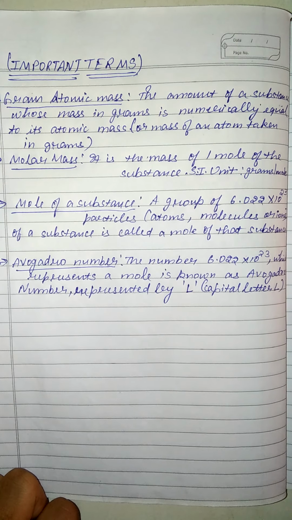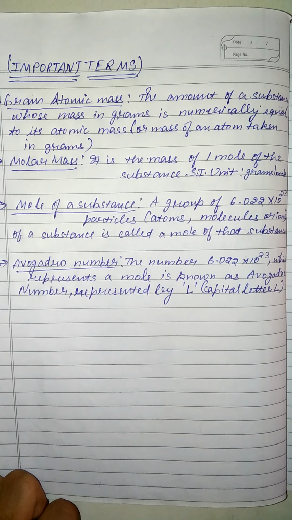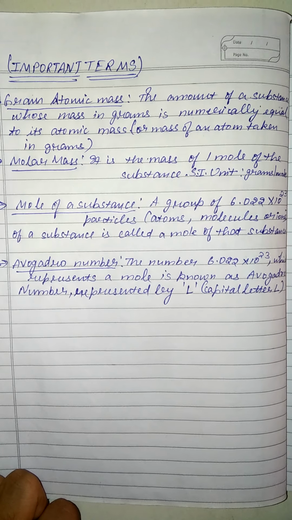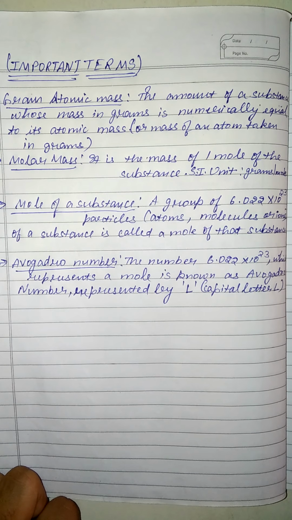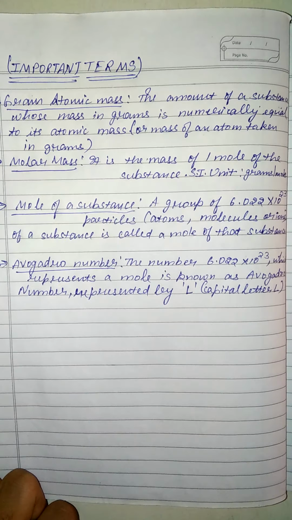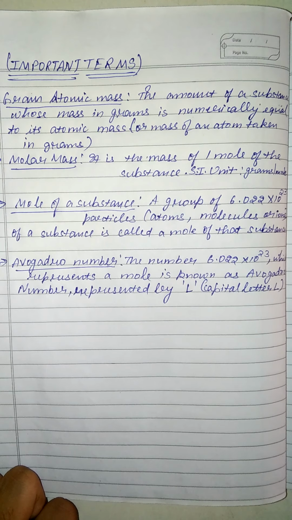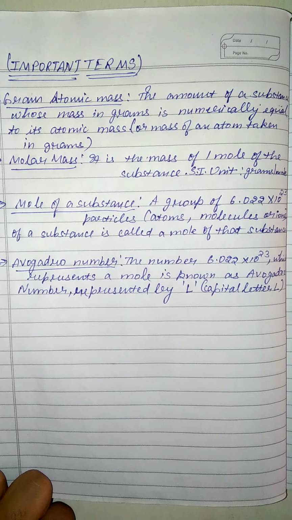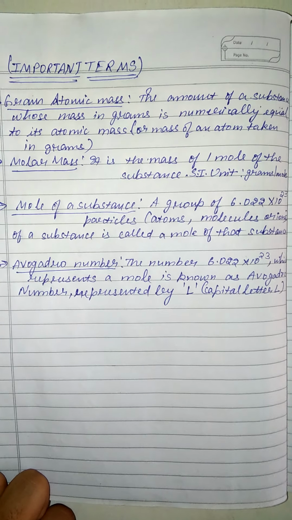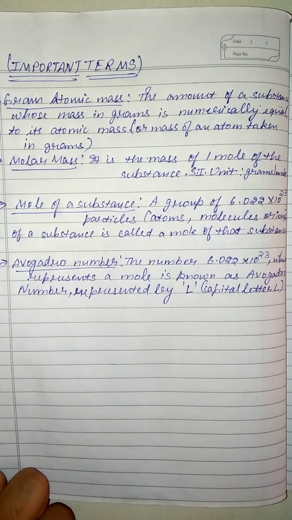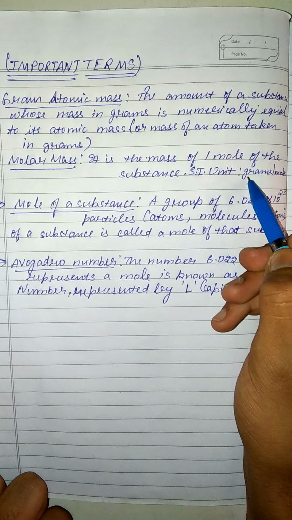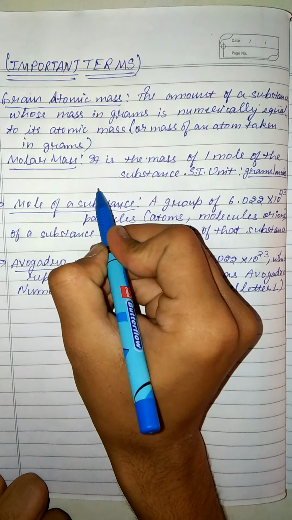The next term is molar mass. It is the mass of 1 mole of the substance, whose SI unit is grams per mole. This term is pretty clear from its definition: it is the mass of 1 mole of that substance, whose SI unit is grams per mole. And we can also write the SI unit of this quantity as this.